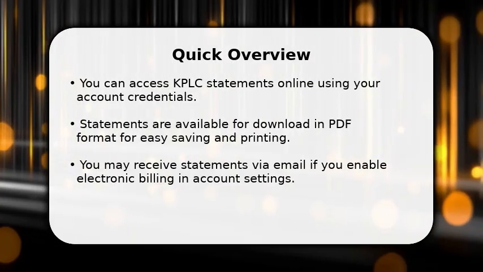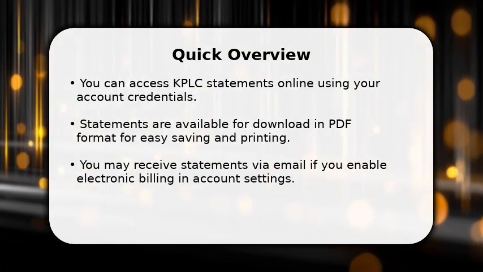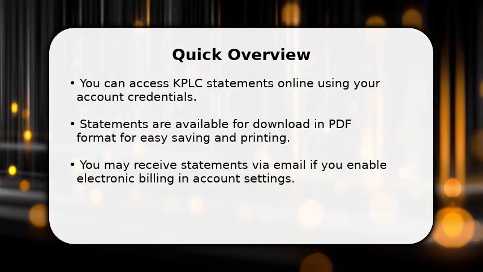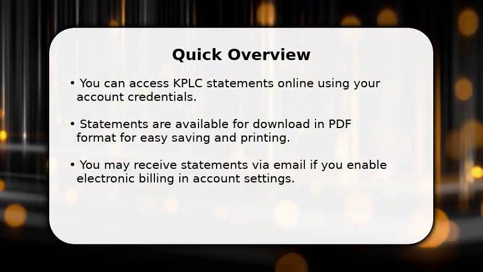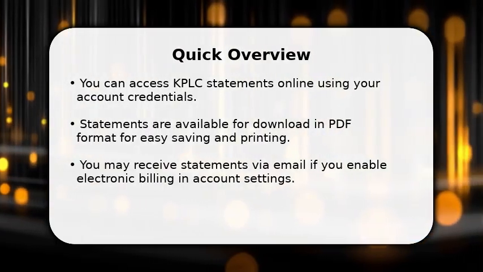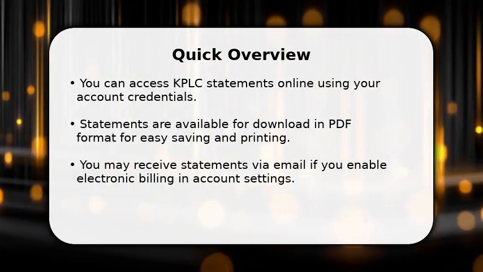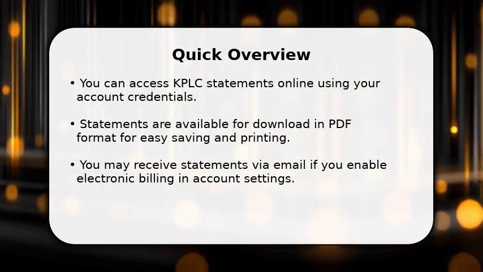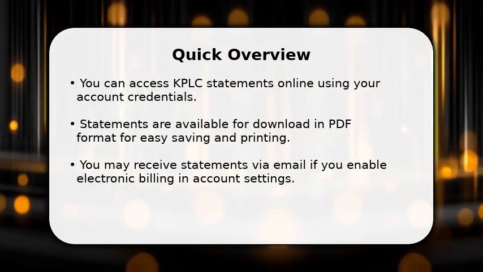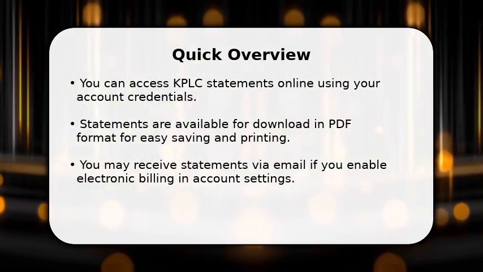In this video, I will explain how to get KPLC Statement updated. Open the KPLC website or mobile app and sign in with your meter number or email. Go straight to Billing or My Account. Select Statements or Billing History, pick the billing period you need, then choose Download or Email Statement. Save the PDF to your device and print if necessary for records or disputes.